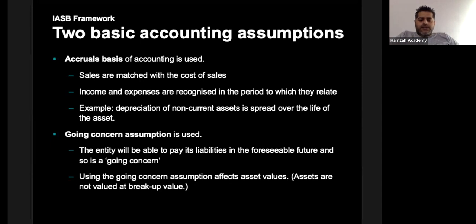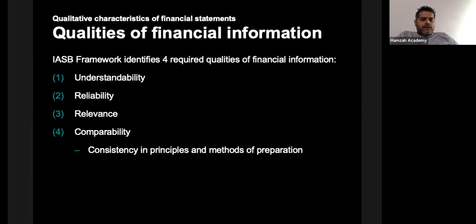And then afterwards we have the qualitative characteristics of financial information: understandability, reliability, relevance, comparability, and consistency in principles and methods of preparation. Financial information must be understandable to users who have a reasonable knowledge of business and accounting. The information has to be reliable as well. Users should be able to trust it and rely on it for making economic decisions. And the financial information must be relevant as well.